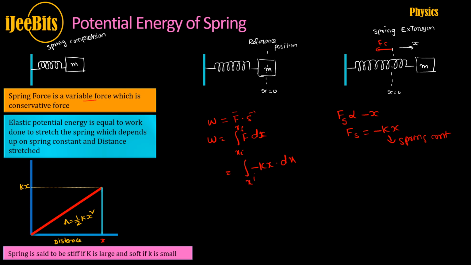If you integrate this, the constant minus k you can take out. The integral of x dx would be x to the power of 1 plus 1 by 1 plus 1, so x squared by 2. That's why I made it minus k into x squared by 2. So half k x squared would be your work done in case of a variable force. These formulas are very important.